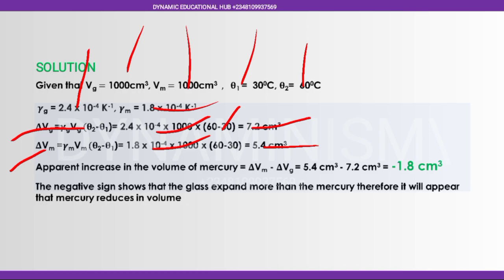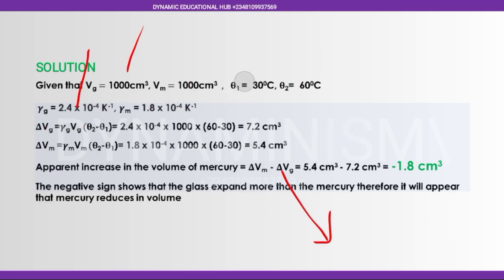Get your pen. You can as well have your calculator, but I don't encourage calculator. And a pen, a book. While using this tutorial, you can pause it, then you solve it yourself. Now, apparent increase in the volume of mercury will be what? Change in the volume of the mercury minus change in the volume of the glass. Now, merely looking at this, you discover that the change in the volume of your glass is more than the change in the volume of your mercury. So that is why we have negative here. We have minus 1.8 centimeter cube.